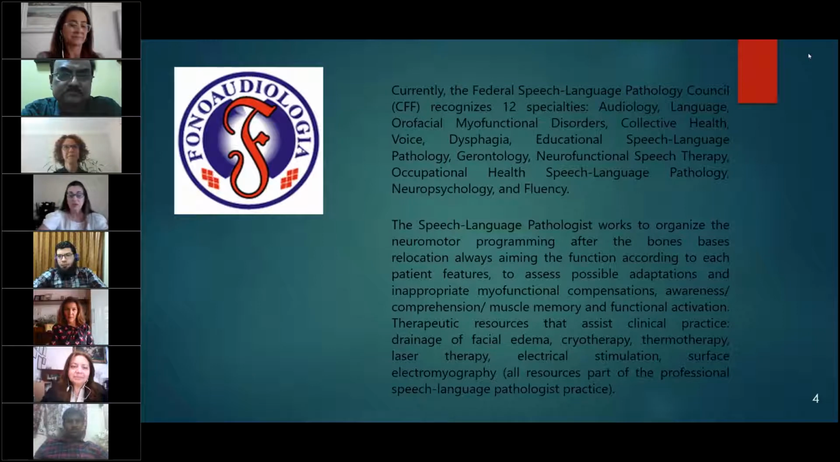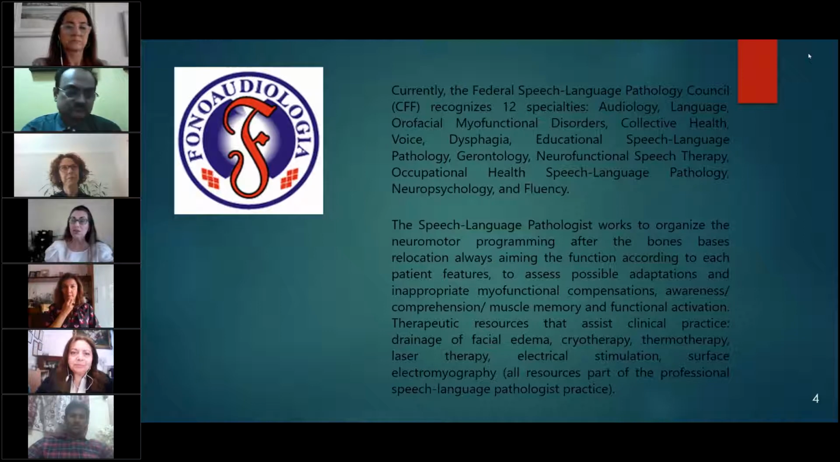The speech-language pathologist works to organize the neuromotor programming after the bones basis relocation, always aiming at the functional according to each patient's features. Therapeutic resources that assist clinical practice: drainage of facial edema, cryotherapy, thermotherapy, laser therapy that I work with, electrical stimulation, surface electromyography, all resources part of the speech-language pathologist's practice.